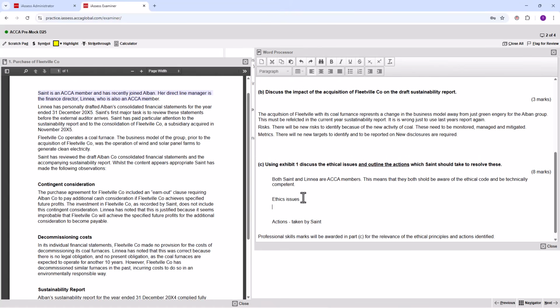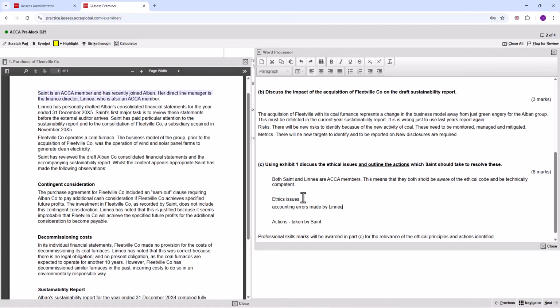Now, what are the ethical issues involved? You could structure it around the pillars, or you could structure it around the case. I don't particularly mind which you do. I normally favour it by aspects of the question. And the aspect of the question here that we're talking about is the accounting errors made by Linnea.